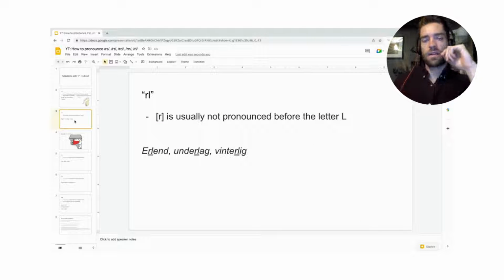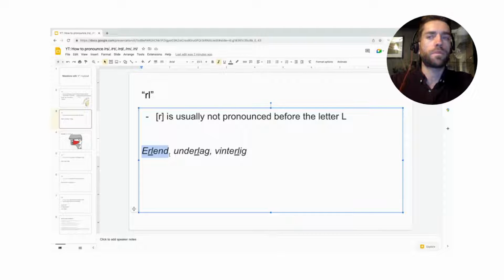I can quickly add also that RL actually has, well, it's not a mutation, because R is usually not pronounced in front of L. So what we say is Erlend, common name, or Erling Braut Haaland, for those of you who like football. We don't pronounce the R in Erling. Underlag, vinterlig, winter. I just thought I'd mention this as well because we don't pronounce the R here.